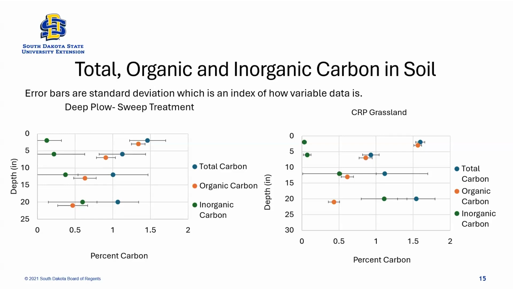As you can see, the error bars that I have are standard deviation, which is used in statistics to show how much variation is in the data. You can see that the error bars are very large on carbon measured at certain depths, which means that when we want to calculate the carbon stocks, there's very large uncertainty in what the soil carbon concentration is at the different depth ranges.